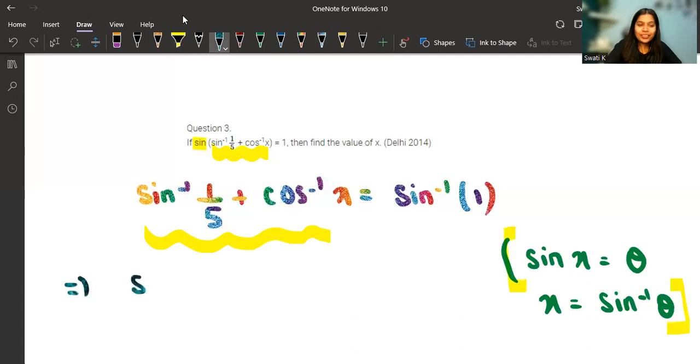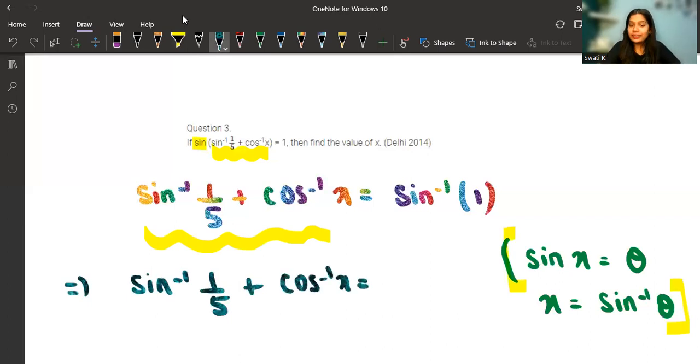Clearly this will become sine inverse 1 upon 5 as it is, plus cos inverse x, equals sine inverse 1. This is very simple. We know that for sine pi by 2, the value is 1, because that is 90, and sine 90 is 1. So I have written that.